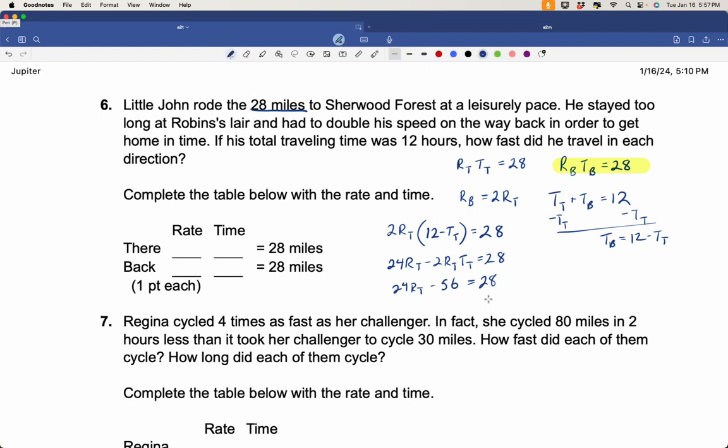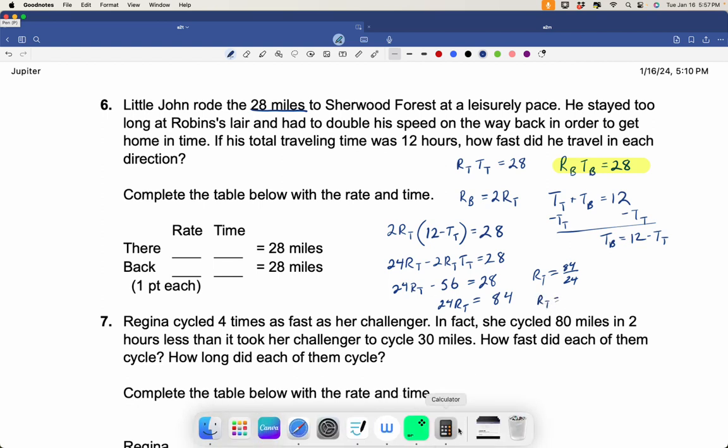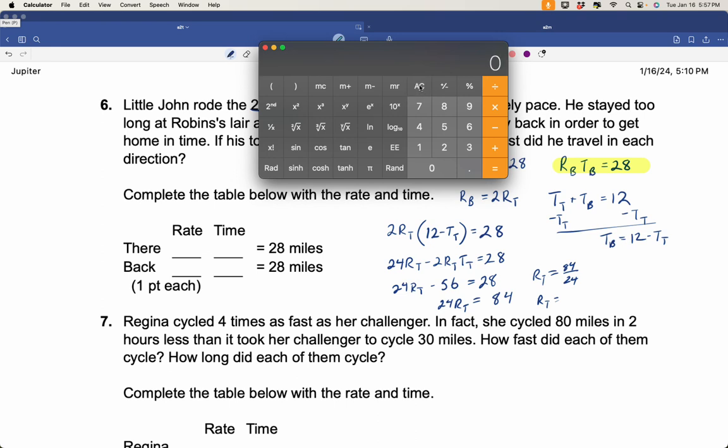If I add 56 to both sides, I can do that in one step. I don't have to do that separately. So if I add 56 to both sides, I get 24 times the rate there is equal to 8 plus 6 is 14, carry 1. 5 plus 2 is 7, carry 1 is 84. So I'm going to divide 84 by 24 to get the rate there. So the rate there is equal to 84 divided by 24. His rate there is equal to, I'm not doing this in my head, too old for this kind of mess. 84 divided by 24 is 3.5. I'll take it.